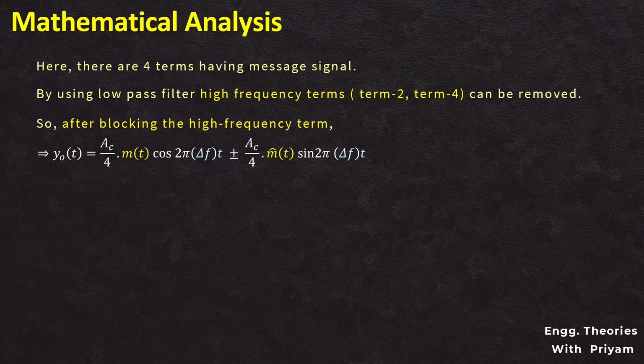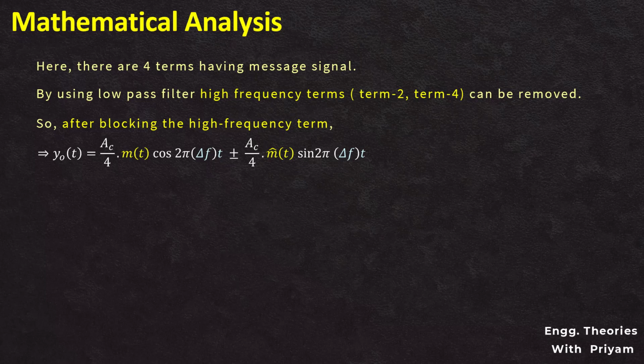This above equation yields a fascinating outcome as it demonstrates that y naught t is completely distinct from mt. Contrary to the initial assumption, y naught t actually represents an SSB SC modulated signal where mt serves as the modulating signal and del f functions as the carrier signal. From this equation, it is clear that when del f is close to 0, then sin 2 pi del f into t is equal to 0 and cos 2 pi del f into t is equal to 1. And y naught t is approximately proportional to mt.